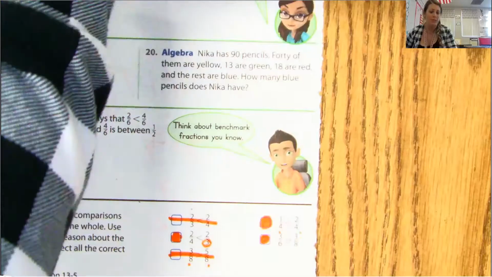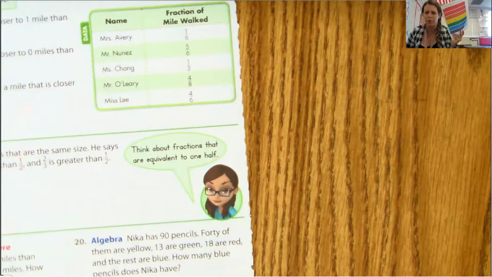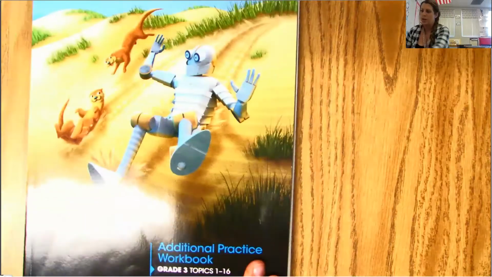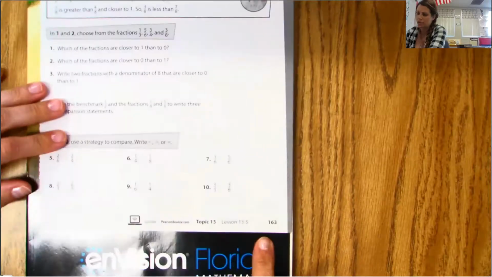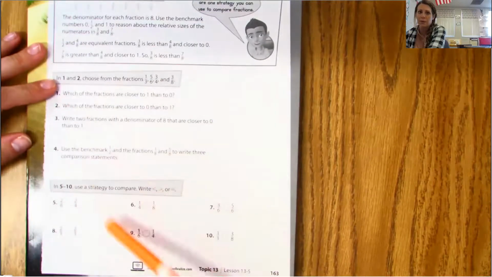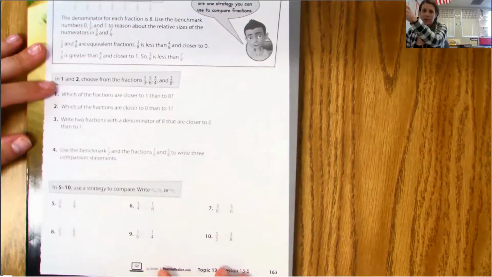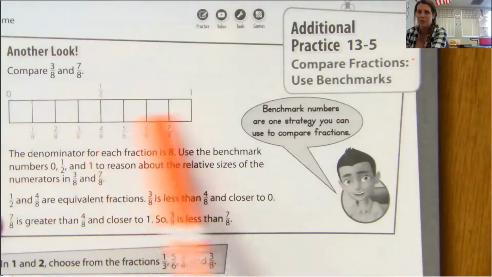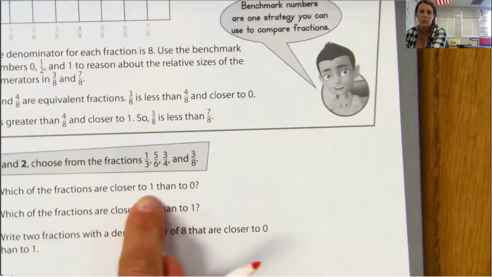All right, now I'm sending you off on your own. Please use this to help you, okay? Get your additional practice book out so that we can go over the problems that you're gonna do on your own. Go ahead and turn to page 163. Okay, you're gonna do all the problems on the front. The great thing about this one is they've got a fraction bar that you can look at right here to help you, okay? And the first couple ones ask which one's closer to 1 and which one's closer to 0.